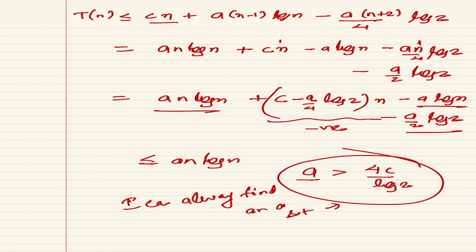Such that this holds true. So for this particular way, I can prove that Tn is less than equal to a n log n. And once I am able to prove that, it means Tn is theta n log n, or order n log n. Okay, so that is how you can prove the average time complexity of quicksort is theta n log n.